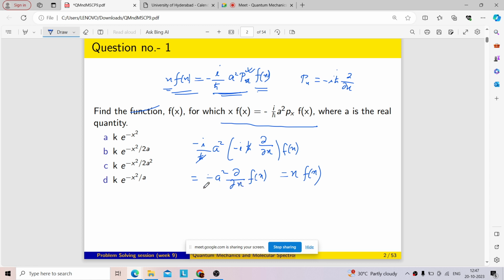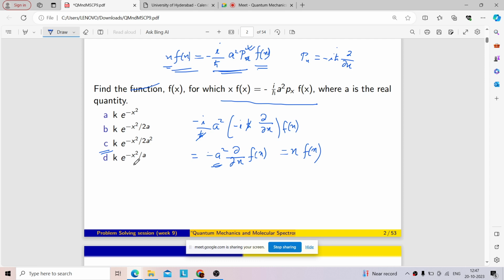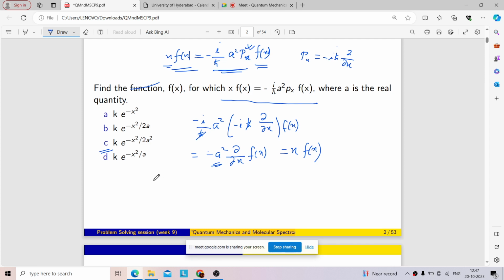You might be thinking which solution will give us the correct answer. There is a hint here: there is a square on the left hand side. The solutions with a square are only option c. Let's try this c solution. Let's assume f of x equals k e to the power minus x square over 2a square.